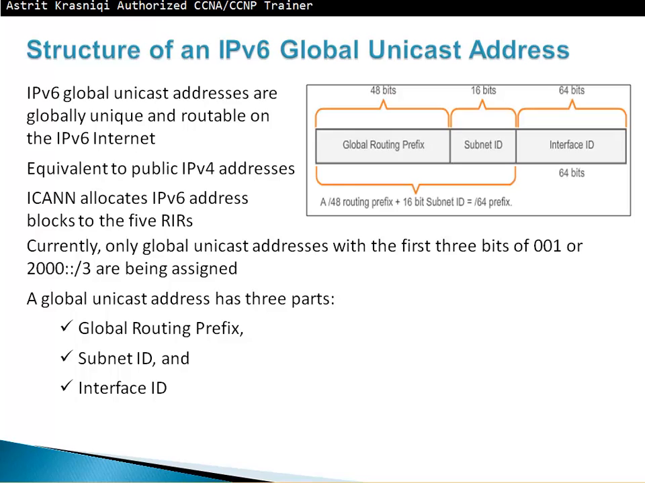A global unicast address has three parts. First, you have a global routing prefix, subnet ID, and interface ID. So, for example, if your company goes to buy a public IPv6 address, then it's going to get 48 bits that will be assigned. Then you have 16 bits that you can create different subnets with. That will give you just around 65,000 different subnets that you can create. And then we'll have 64 bits available for our interface ID.